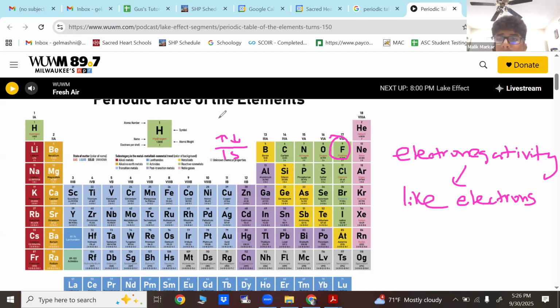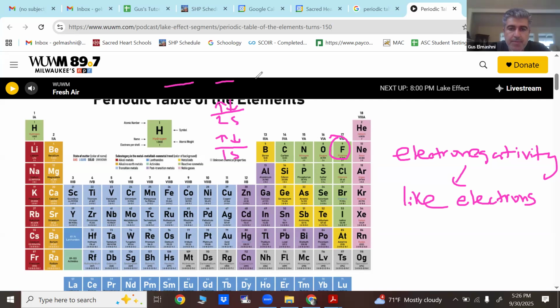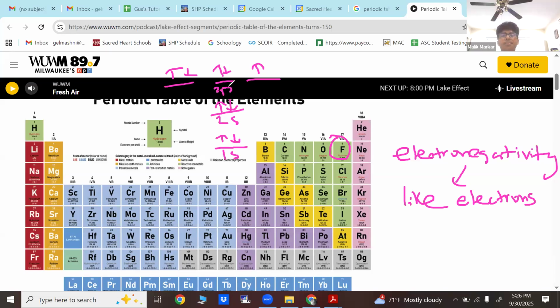Then you have the 2s, lithium and beryllium. You fill that up. Then you have the 2p, where you see boron, carbon, nitrogen, oxygen, fluorine. So before you get to fluorine, you do that, then you do that, then you do that. So that's the electron configuration for fluorine.